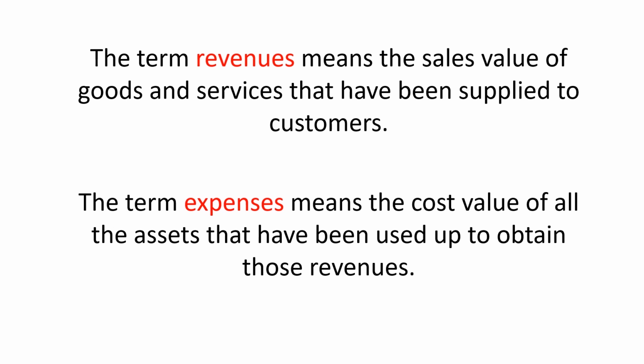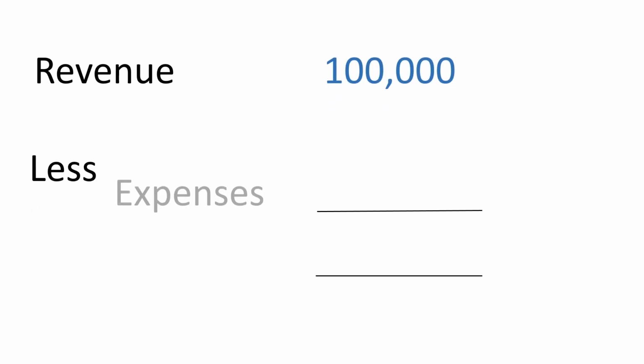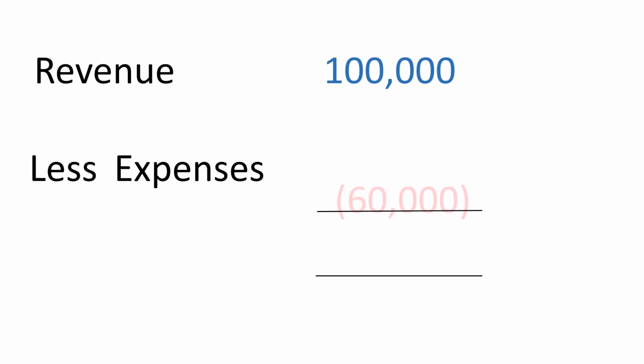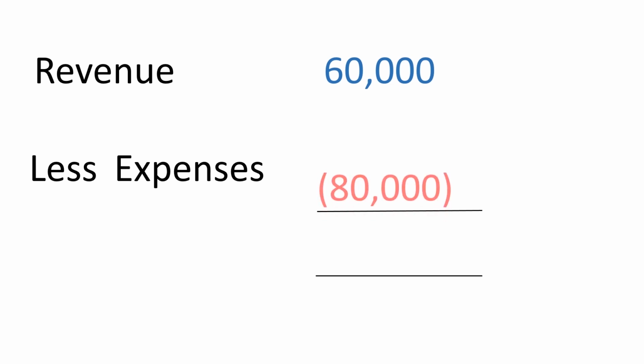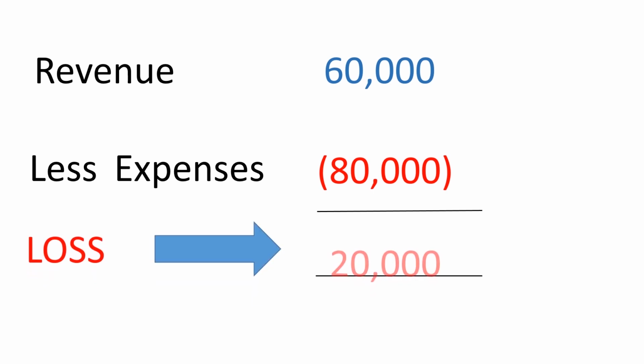This means that if we supplied goods and services worth 100,000 to customers and the expenses incurred by us in order to supply those goods and services amounted to 60,000, the result would be a profit. Sometimes our expenses can exceed our revenues, and when this happens, we record what we call a loss. For example, if we charged our customers 60,000 in respect of all the goods and services supplied to them, and we used up assets worth 80,000 to supply these goods and services, we would have made a loss of 20,000. Now, here is an example to illustrate the effect of profit and loss on capital.